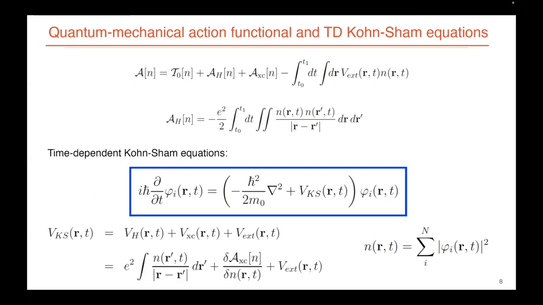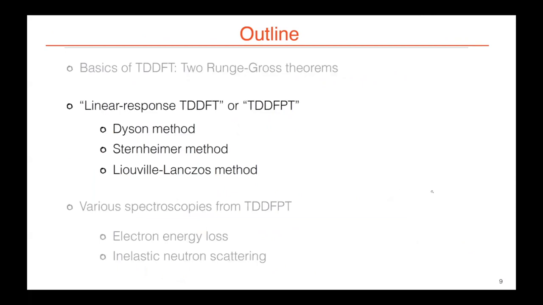And on the right, we have the expression for the charge density, which again looks very similar to the static case, but now we have time. So now we can take TD-DFT and linearize the TD-DFT equations. This would give us linear response TD-DFT.